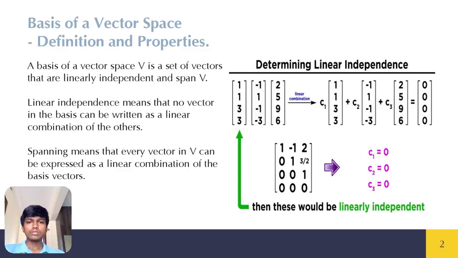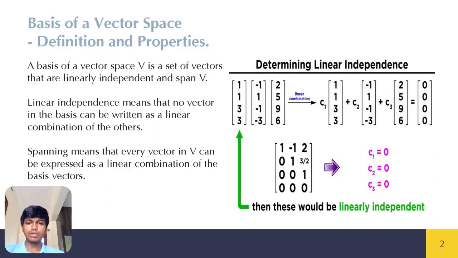Next, the definition and properties of basis of a vector space. A basis of a vector space V is a set of vectors that are linearly independent and span V. Linear independence means that no vector in the basis can be written as a linear combination of the others. Linear independence refers to a set of vectors in a vector space where no vector in the set can be expressed as a linear combination of others. In other words, the vectors are not redundant, they provide unique information.